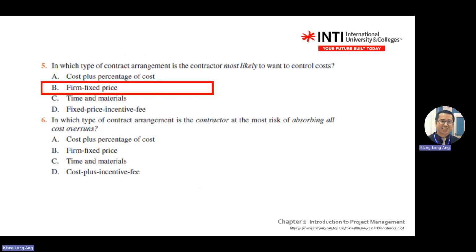Which type of contract is the contractor at the most risk, absorbing all the cost overrun? Means you are the one absorbing all the costs. This one. Okay. So firm fixed price contracts are very good for the buyers, means the one who issues the contract, because you can press down the price through the bidding process. Of course, it's not very good for the supplier. So the supplier must be smart enough to play around.